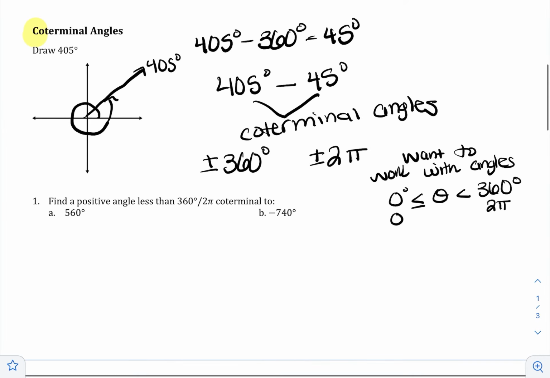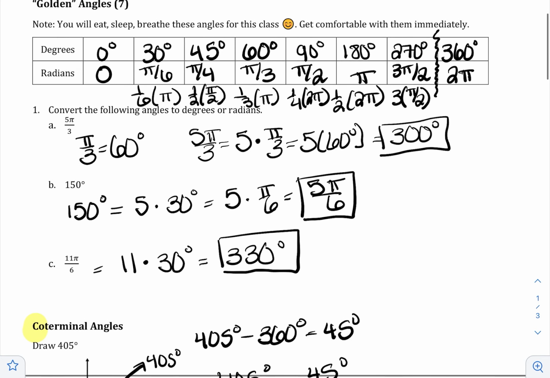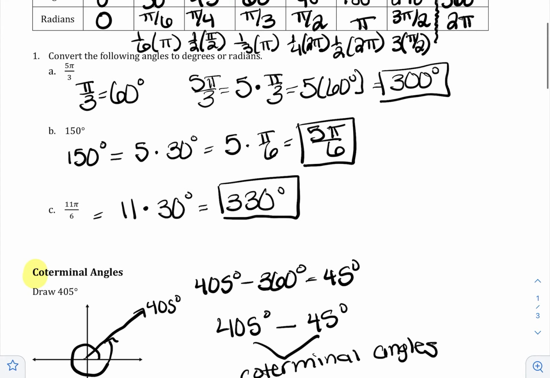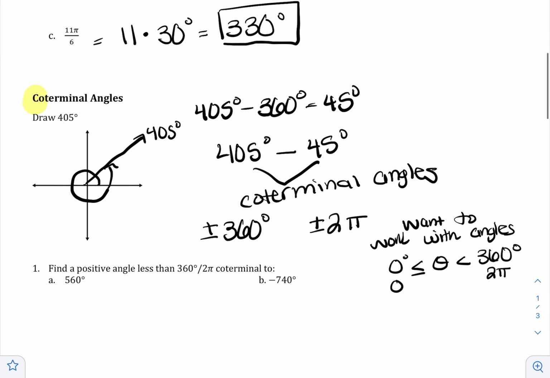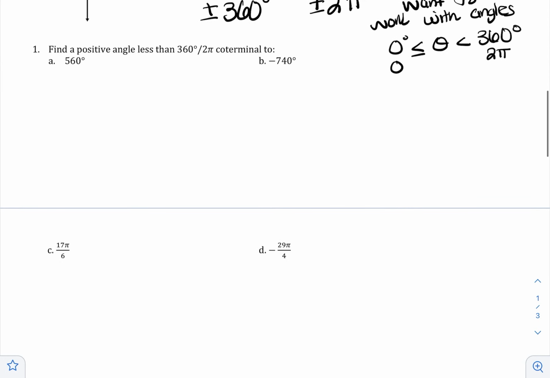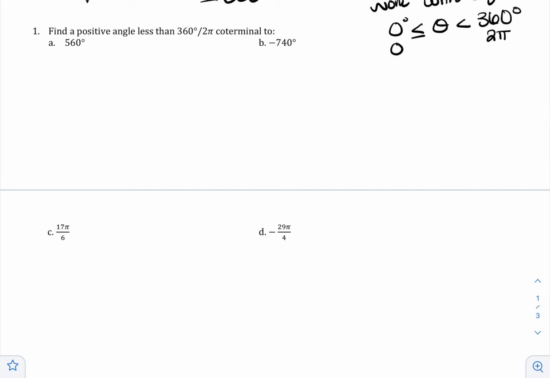And if you take a look at our golden angles, all of our golden angles are from 0 to 360. So that's why we're going to be working with these angles a lot. And when we have the coterminal of them, we're going to want to reduce it for us to be able to see if it's one of our golden angles. So let's take a look at how we do that. So I have 4 examples, 2 in degrees, 2 in radians. So we want to find a positive angle less than 360. So that means from 0 to 360.